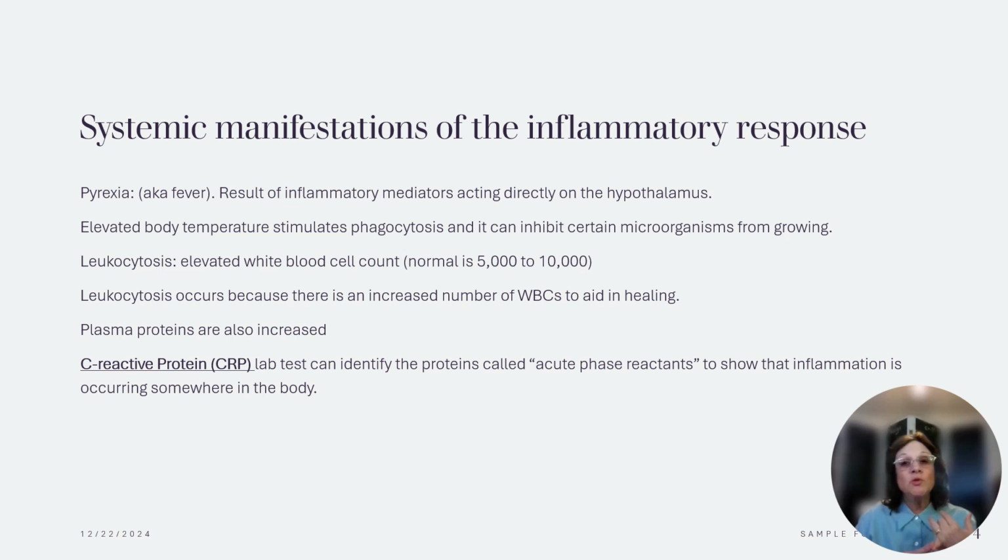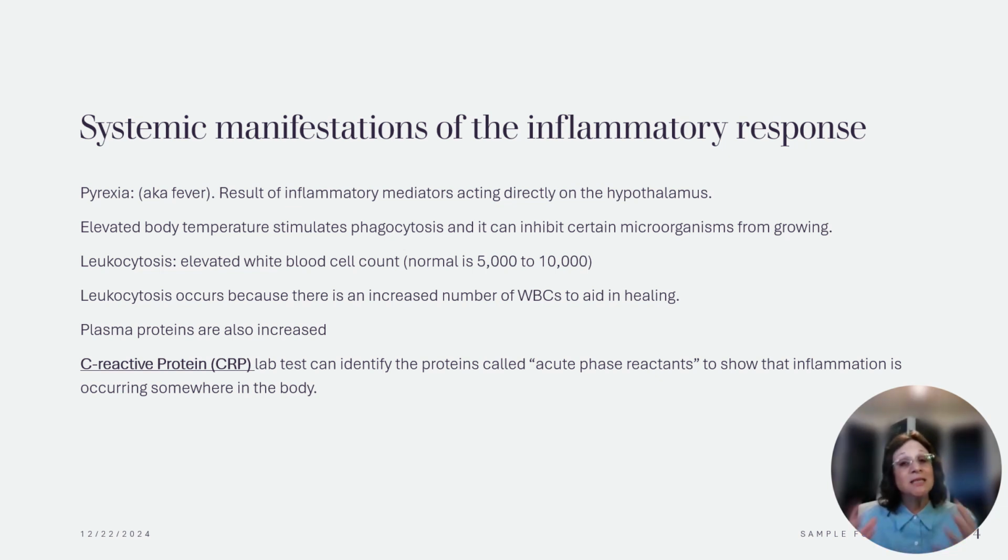We end up with leukocytosis. So leuko is white, cyte is cell, and osis means a lot of. Okay, so leukocytosis is elevated white blood cells. Now your normal count is like 5,000 to 10,000. It varies a little bit depending on the lab, and they'll tell you what the normal is, but typically 5 to 10,000. So we're going to see elevated leukocyte counts in that early inflammation period.